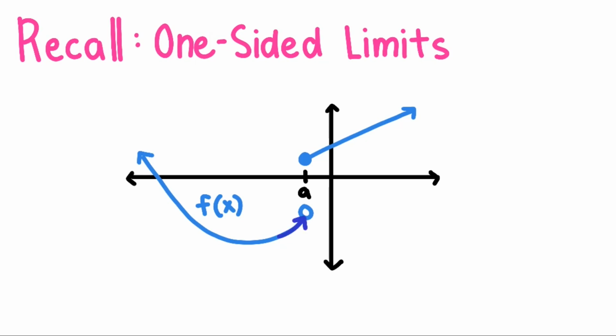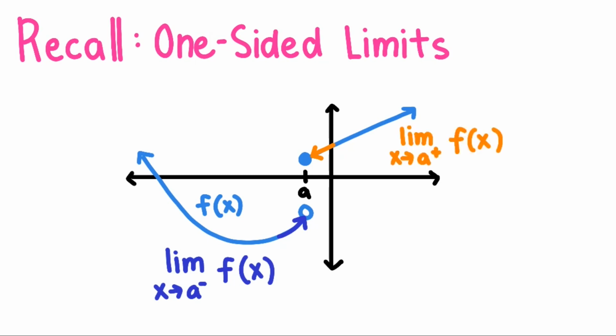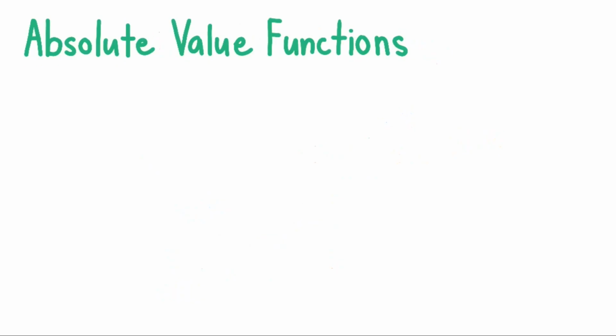As x approaches a from the left, the value of f of x is represented by this limit here. Similarly, as x approaches a from the right, the value of f of x is represented by this one out here. Now that this is out of the way, let's dive a little bit into absolute value functions.